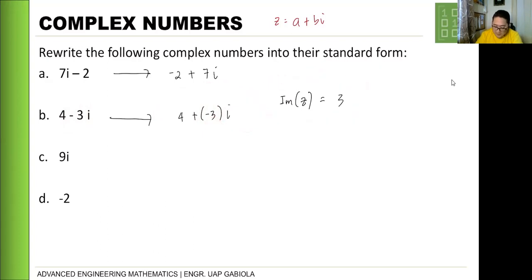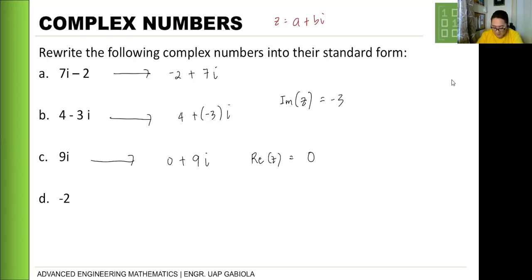Okay? Then next, we have 9i. So meron lang tayong imaginary part. So ibig sabihin, we have 0 plus 9i. Okay? So pag pinahanap ang ating real part ng ating complex number, our answer will be equal to 0.